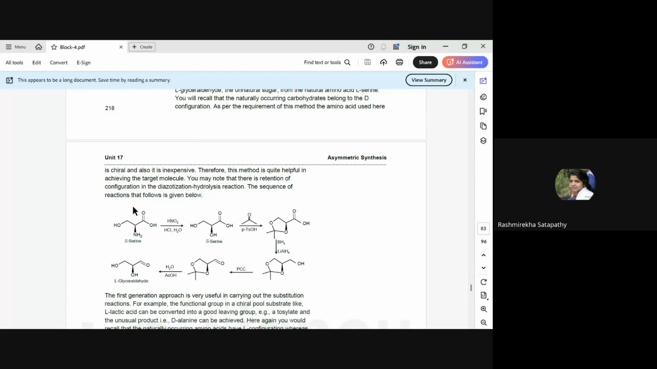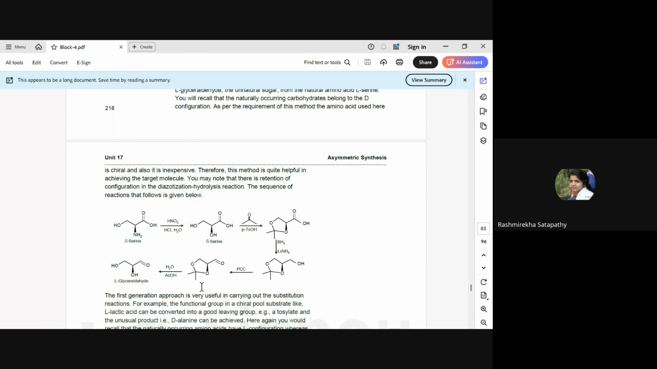This method is quite helpful in achieving the target molecule. This is treated with nitrous acid, HNO2. This compound is formed when treated with acetone and paratoluenesulfonic acid. This compound is formed. Then boronic acid reduces this acid group to CH2OH. Then oxidation: the primary alcohol is converted to the aldehyde in water.